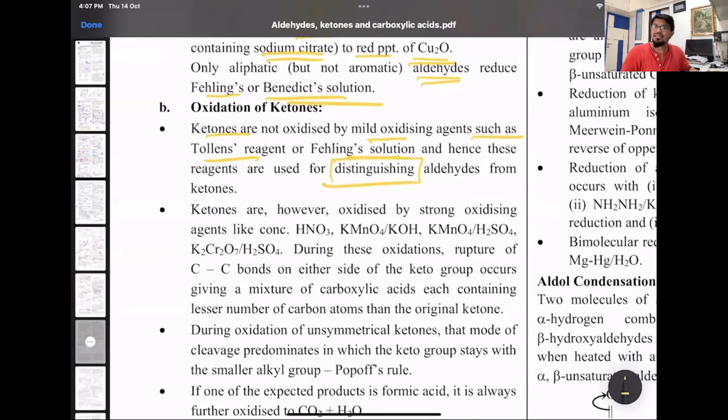So for ketones, as there is no H attached, you require a stronger oxidizing agent like nitric acid, KMnO4 and acidified potassium dichromate, where the C-C bond will break and you get a mixture of different acids, a mixture of carboxylic acids containing a lesser number of carbon atoms.